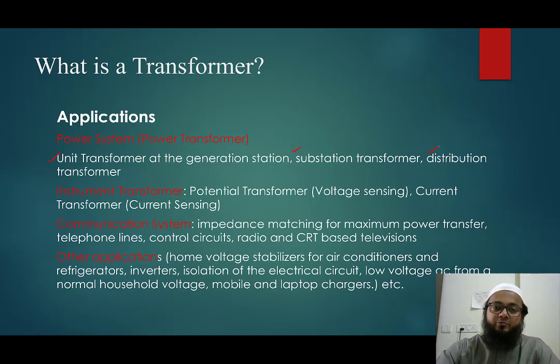Then you have transformers in communication systems as well, where one application is matching of impedance for maximum power transfer. We generally use them in telephone lines and in control circuits, and even in radios and earlier CRT based televisions.